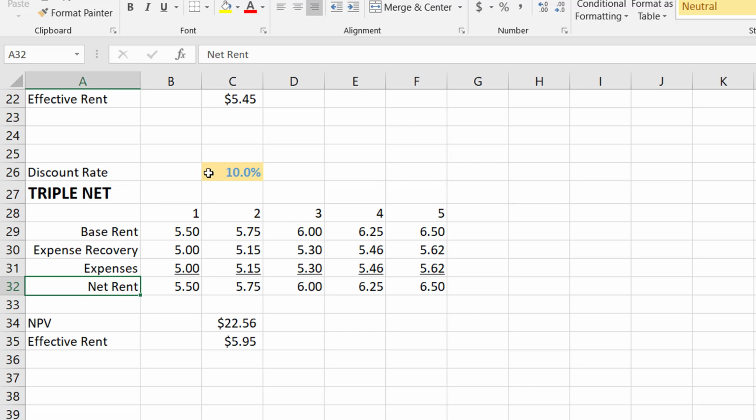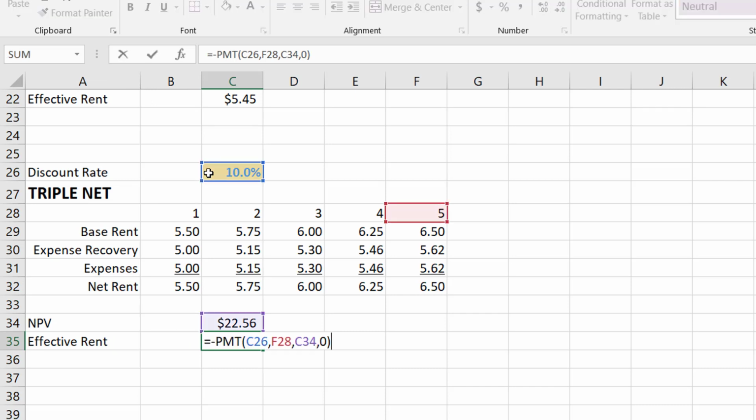If it was a 7-year lease, we'd have 7 years of net rents. And by the way, if we had 7 years, our net rent would be computed based on 7 years. That would be the number of periods, right? This thing right here, the number of periods would be 7. Our NPV would be bigger, and we would have a per square foot per year number. So that is effective rents.